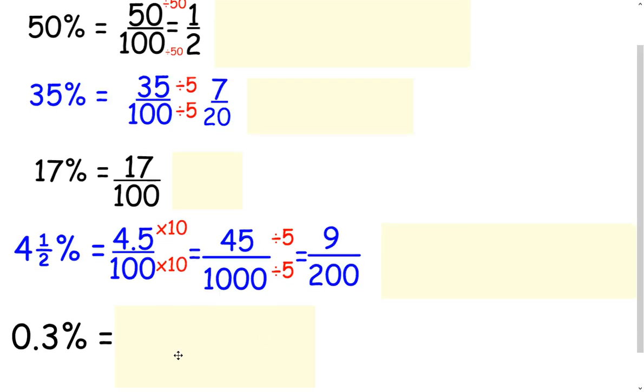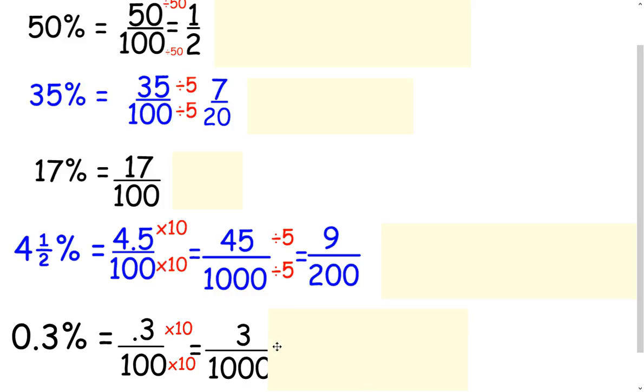Same idea for the last problem here, 0.3%. Well, we're going to write it first, just like we said, 0.3 over 100, just like a percent is. We're going to multiply it by 10. If it had been 0.03 on the top, we'd multiply it by 100. However many decimal places there are up here, we'd multiply by that many powers of 10. We'll end up with 3 over 1,000, and you can't reduce that. So that's our answer.